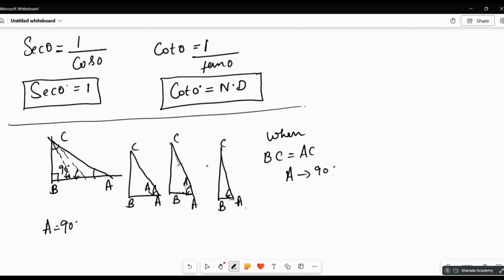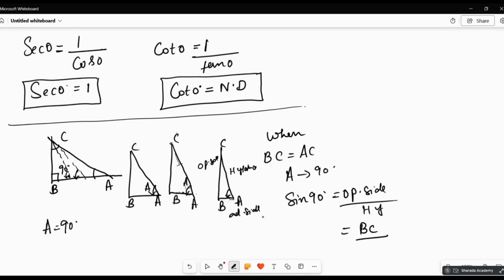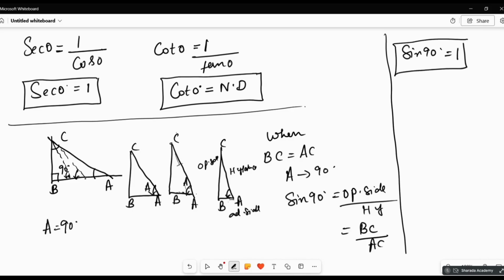So with respect to A, BC is the opposite side, AB is the adjacent side, and AC is the hypotenuse. Now we will consider sine of 90 degree. We know sine of any angle is equal to opposite side by hypotenuse. So here the opposite side is BC and the hypotenuse is AC. As angle A tends to become 90 degree, BC will become equal to AC. So sine 90 degree will be equal to 1.